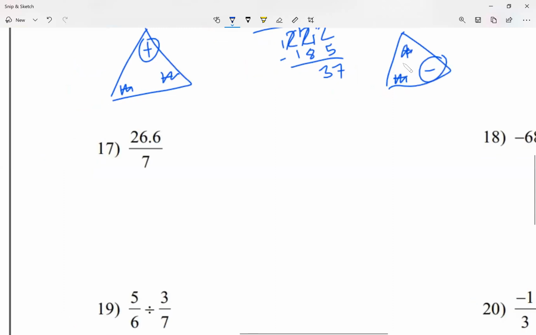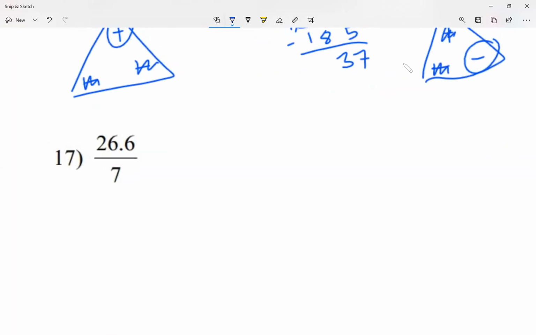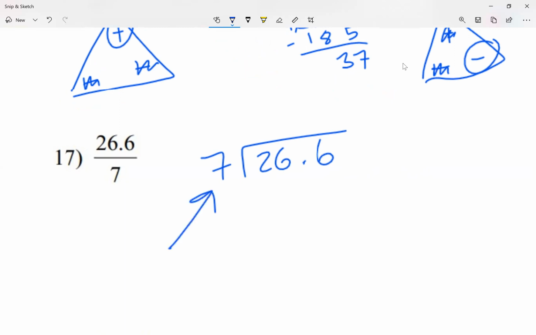Now, what if we have decimals? We're going to treat it like the same thing we do with integers. The only thing, so let me write this as 7 goes into 26.6. The only thing is that my number outside cannot have decimals. If I have to move my decimal point somewhere to the right, do so. But again, my number on the outside cannot have a decimal point. Inside, it's fine, but outside, no decimal point.